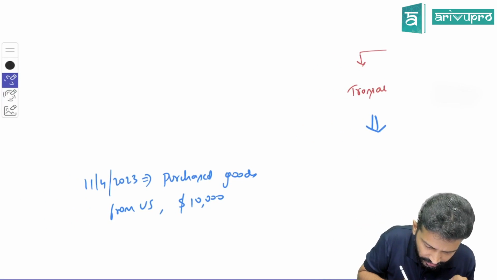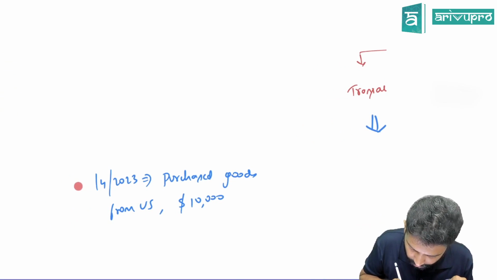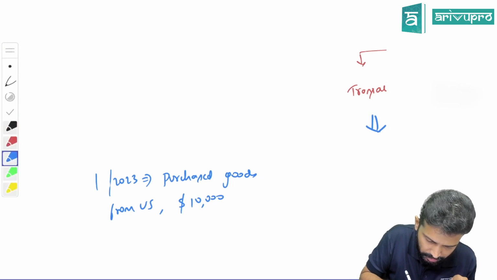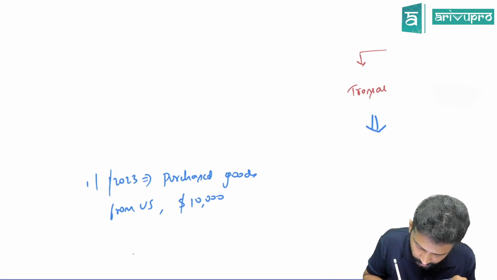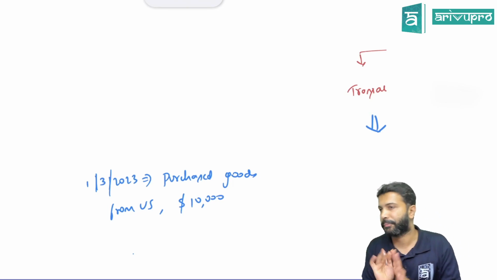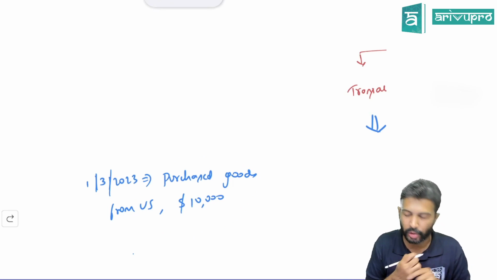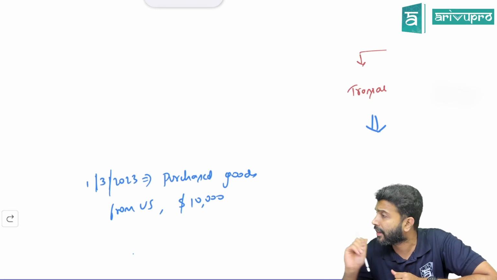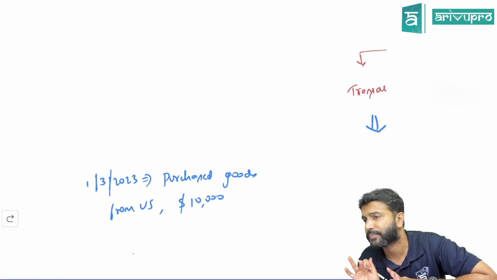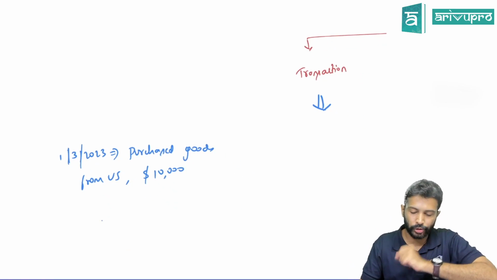When did I buy? Maybe I'll take this date slightly differently just for the sake of example. Let me make this as 1st March 2023. It'll work out a little better. On 1st March 2023, I purchased goods from a US vendor for the value of $10,000. Okay, sir? All right.